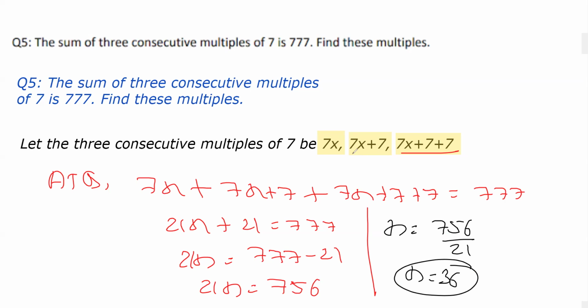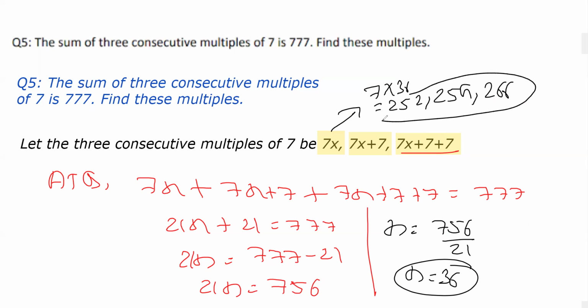We have to find each of them. So first is 7x, that means 7 multiplied by 36. If you multiply 7 by 36, you are going to get 252. Once you obtain this, do not plug in the value of x again. Simply say the next is obtained by adding 7 to this. So if you add 7 to this, you will get 259. And if you continue adding 7 to this, you'll get 266. You can even verify by adding these numbers whether you are getting back 777 or not. So you will get it.